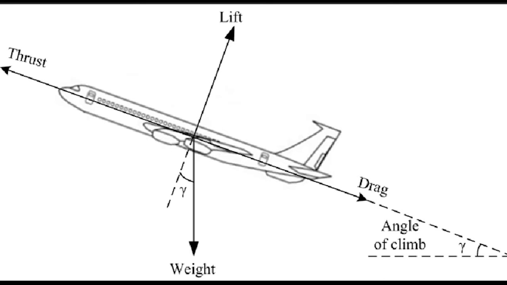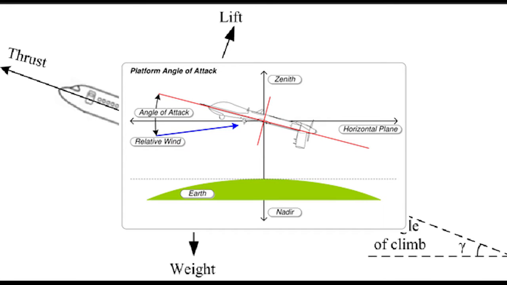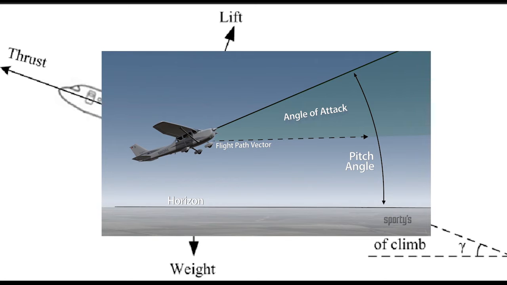Another two important terms are angle of attack and pitch angle. The angle of attack is between the plane's wing and the oncoming wind. The optimal angle of attack for planes lies between 15 to 18 degrees. The angle of pitch is the angle at which the plane is to the ground, with the maximum angle of pitch being around 30 degrees when flying the plane.